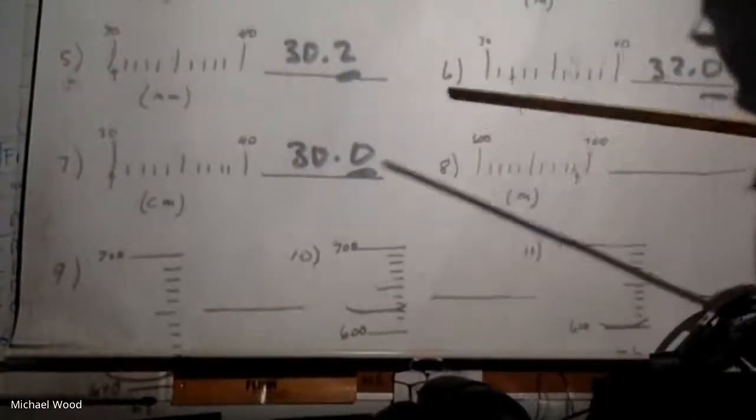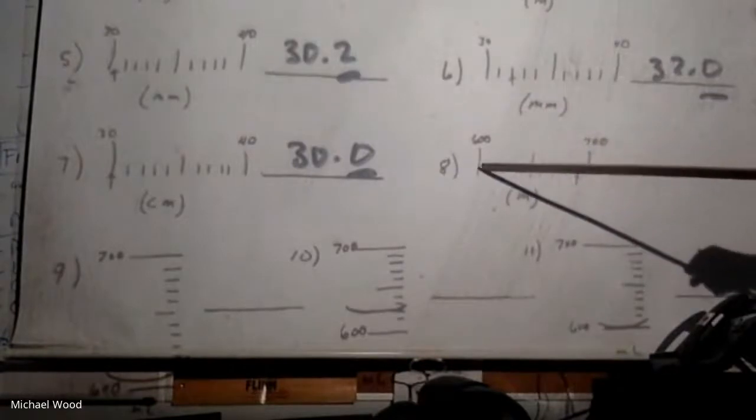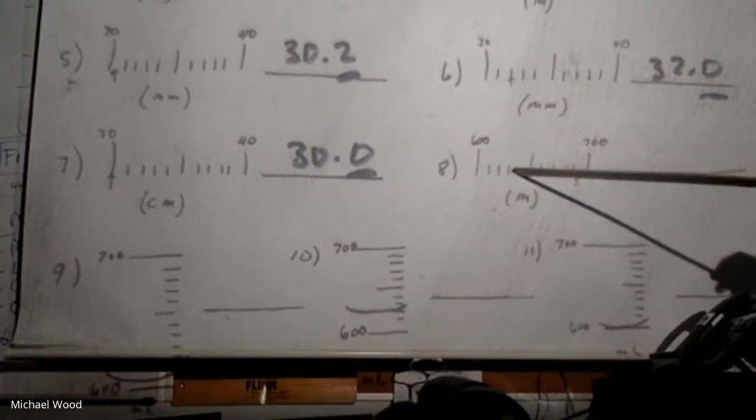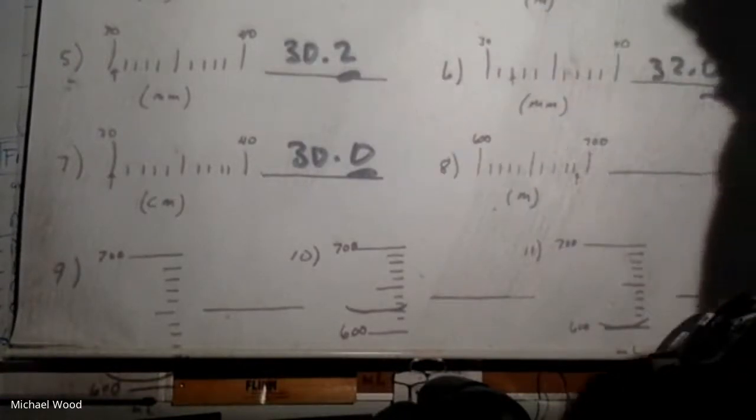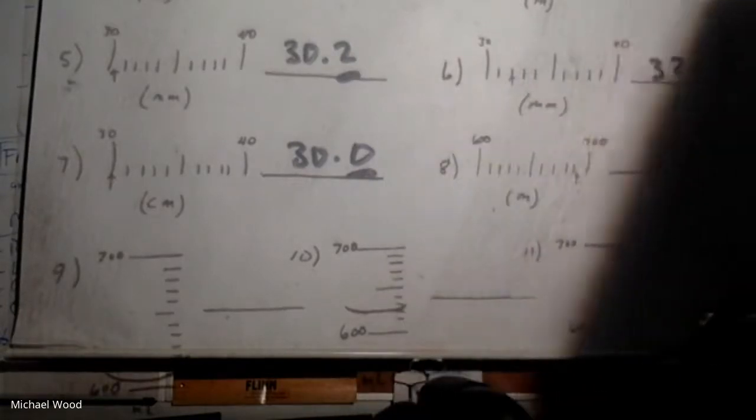Okay, number 8. If you look at number 8, 600, 700, so these are 10s: 610, 620, 630, which means I would want to go to the ones. So what I have here is 692. Okay, the last one, and then I'll stop.